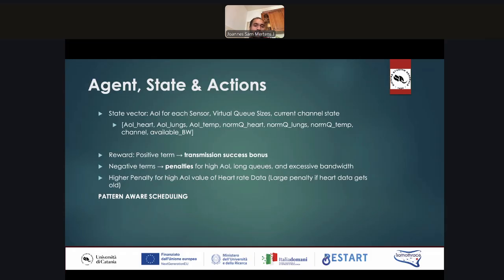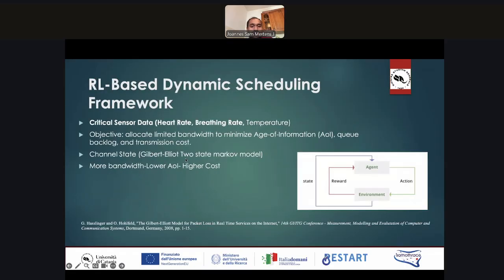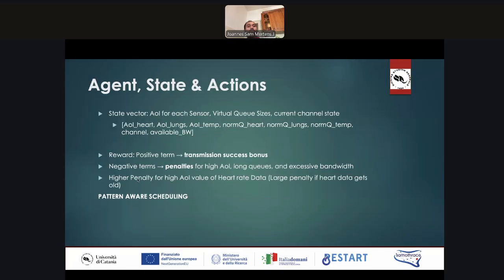But there are three virtual queues. So how many values of the heart rate data are waiting in the queue? That is the queue length of the heart sensor data. And how many values of the lungs sensor data are waiting in the queue. So we are also considering the queue length factors, the available bandwidth, and the channel state, whether at the moment the channel is in the good state or the bad state. The Gilbert-Elliott model gives the transition probabilities from good state to bad state, and based on that we were allocating the reward.